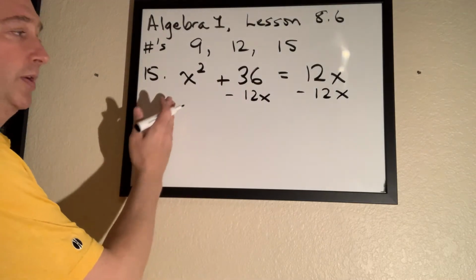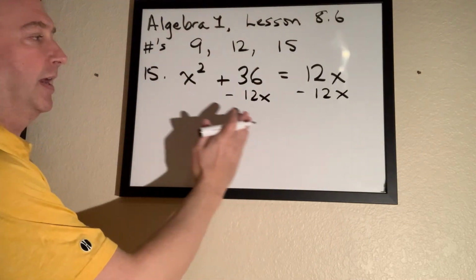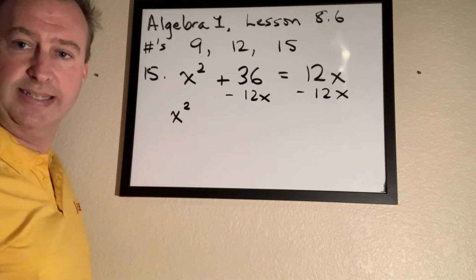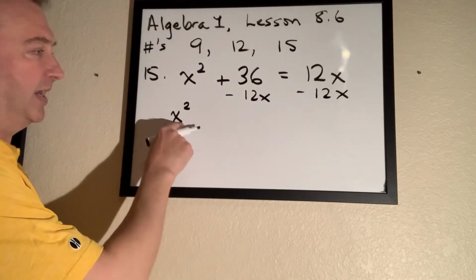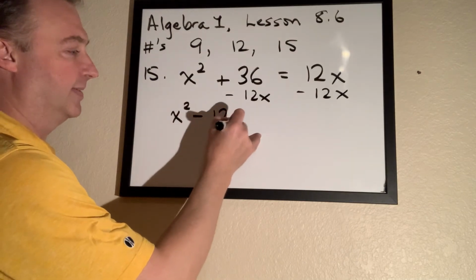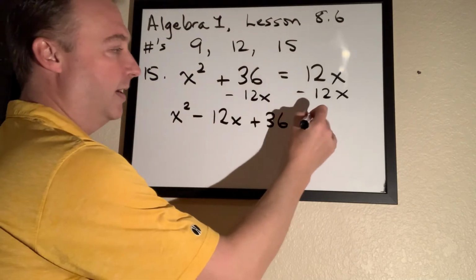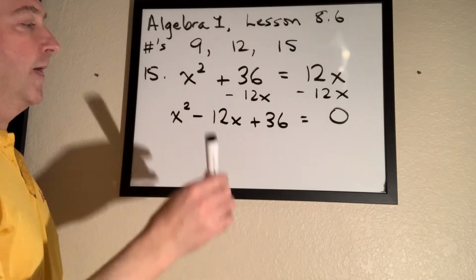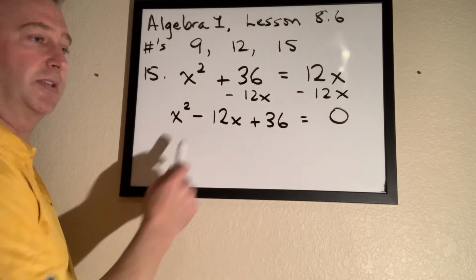All right, now as we're rewriting the equation here, how are we going to sequence this trinomial, okay? It's important that you sequence it in descending order as you normally would, okay? So x squared, then minus 12x, then plus 36, and then equals 0, okay? Hope you follow everything up to there, okay? All right, now we're going to factor this trinomial, okay?